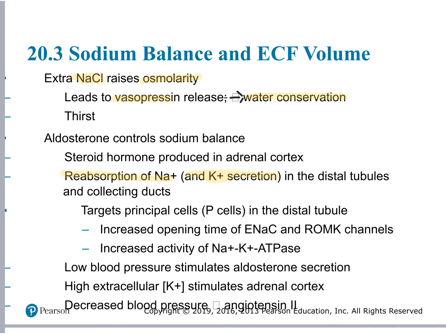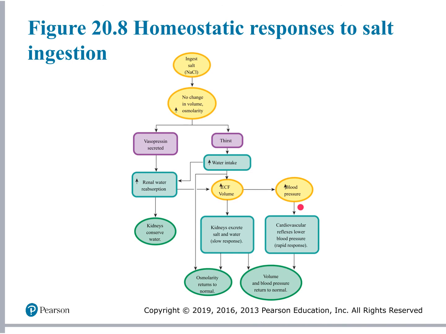Another trigger for releasing aldosterone is low blood pressure. When your blood pressure gets too low, then the adrenal cortex will release aldosterone in order for you to retain more sodium, and whenever you retain more sodium, you also retain more water. I think this tried to be a little redundant.